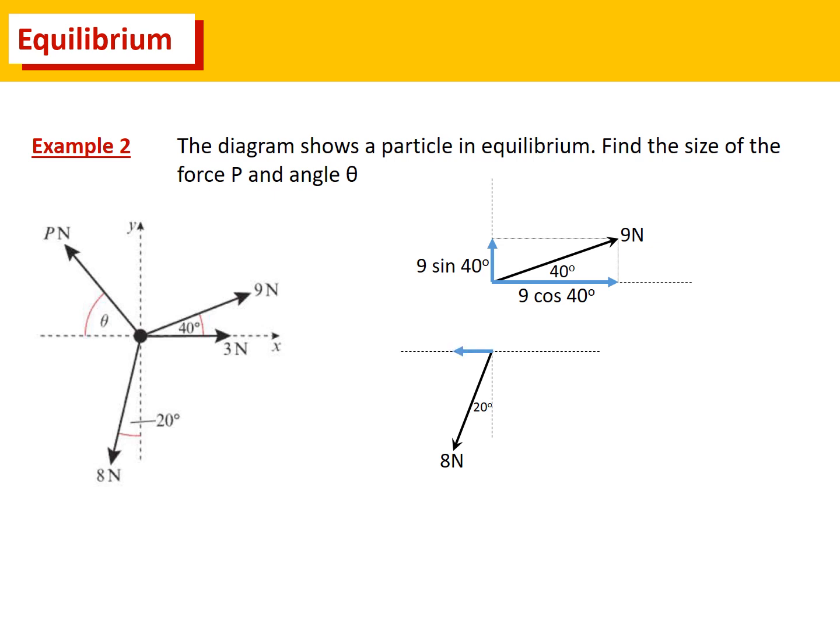For the 8 Newton force, its horizontal component relative to the 20-degree angle here would be the opposite side, so that's going to be 8 sin 20, and the vertical component is the adjacent side, so that would be 8 cos 20. And finally for P, the horizontal component is the adjacent side, so that's P cos 40. Relative to the angle theta, the vertical component will be the opposite side, so it's P sin theta.